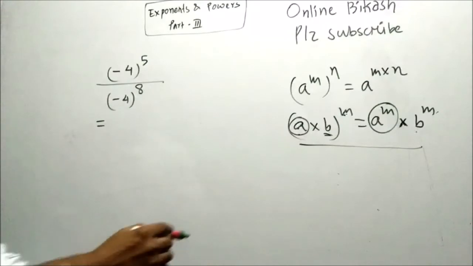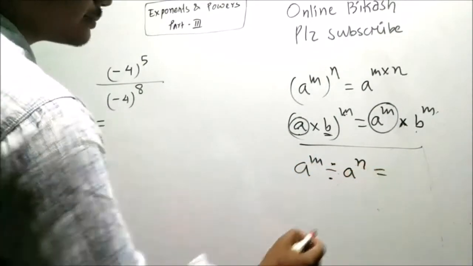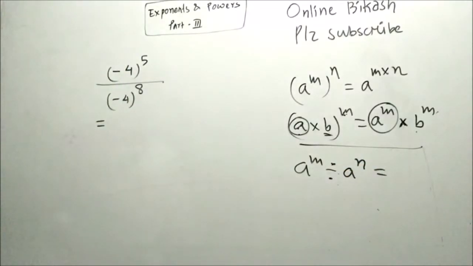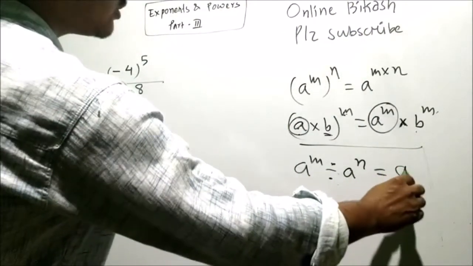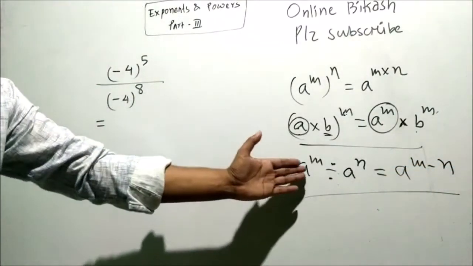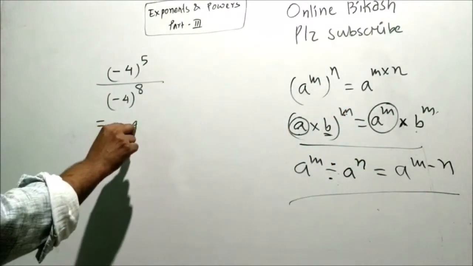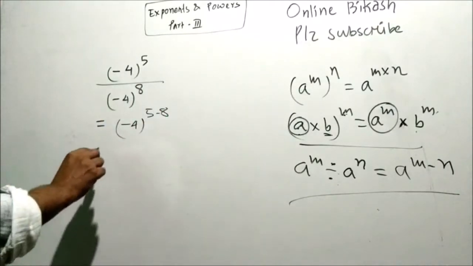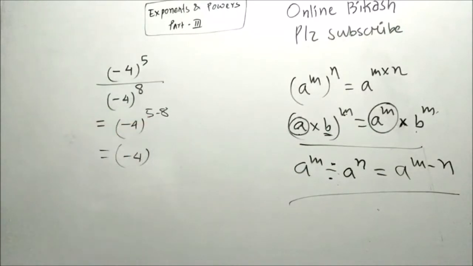In this case, this looks like a to the power m divided by a to the power n. Yes or no? Minus 4 to the power 5 is divided by minus 4 to the power 8. So this looks like only a to the power m divided by a to the power n. In that law we have already discussed that a to the power m divided by a to the power n is a to the power m minus n. So here the result will be minus 4 to the power 5 minus 8. Yes or no? After that, if you do the calculation, 5 minus 8 is what?